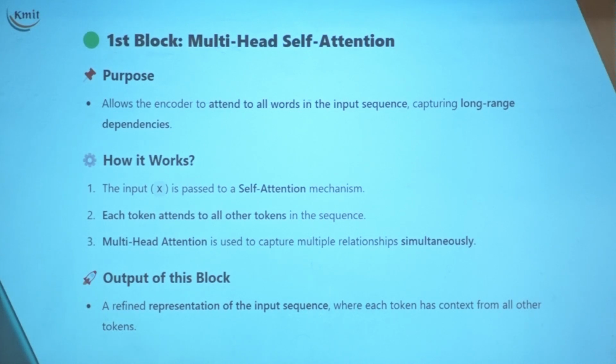What is the output of MHA? Input is query, key, value to MHA. What is the output of MHA? See, understand. X is input.